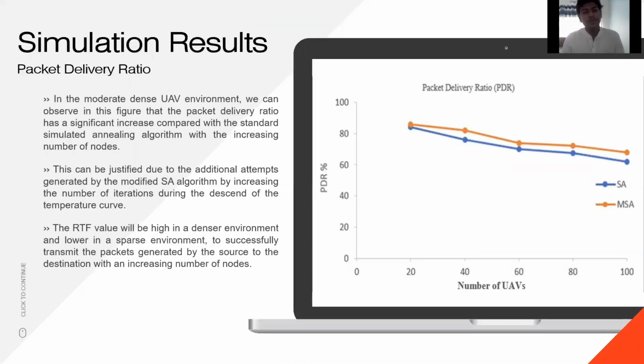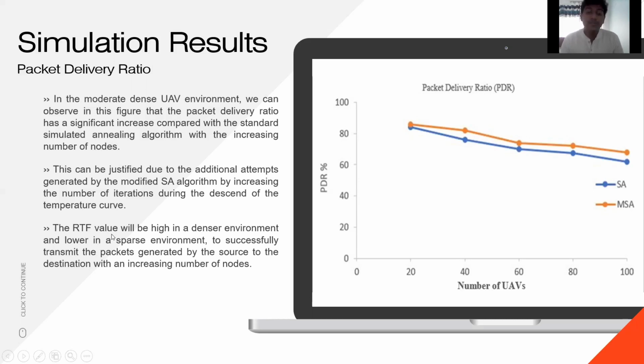Now moving on to the simulation results. Here we talk about the packet delivery ratio. As you can see here, in the packet delivery ratio of MSA and SA, MSA has a slight increase over SA, and this can be justified due to the additional attempts generated by the modified simulated annealing algorithm by increasing the number of iterations during the descent of the temperature curve. Also, in the moderate dense UAV environment, we can observe in this figure that the packet delivery ratio has a significant increase as shown here.